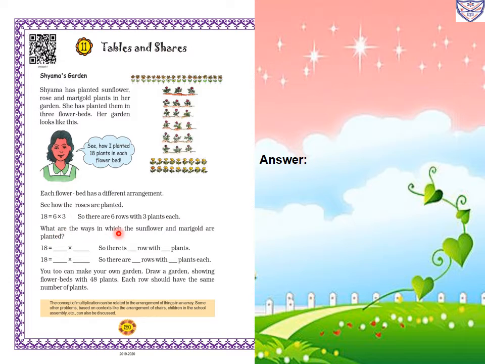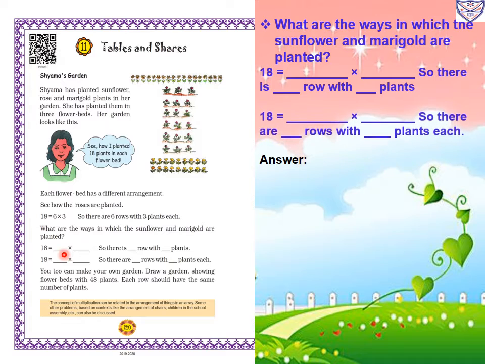Now, in what ways are the sunflower and marigold planted? We have to find out how the sunflower and marigold plants are planted. In sunflower and marigold also there are 18 plants. So first we will find out the sunflower plant. The sunflower is planted in one row. In one row how many plants are there? 18. So what will we do? 1 multiplied by 18. So there is one row with 18 plants.